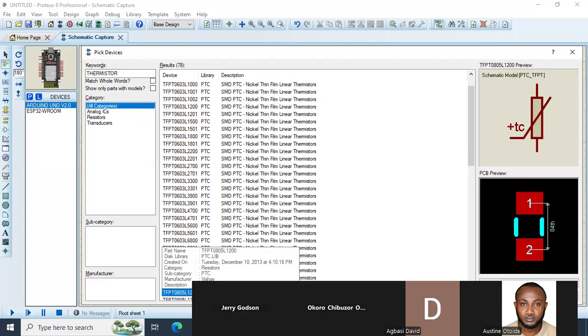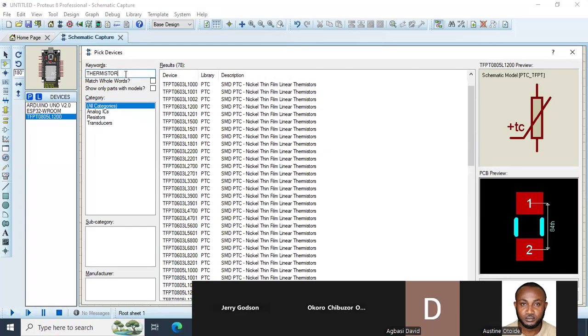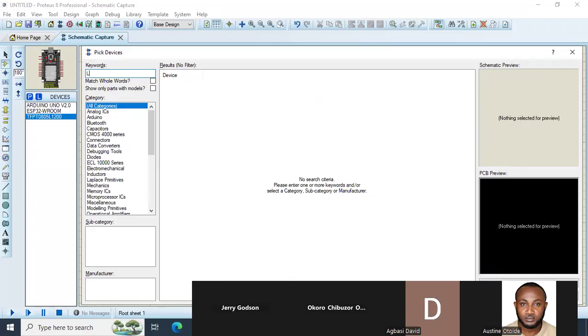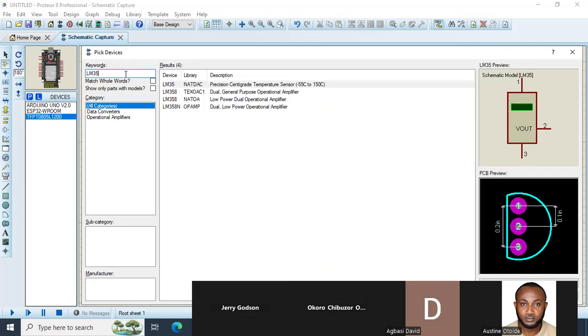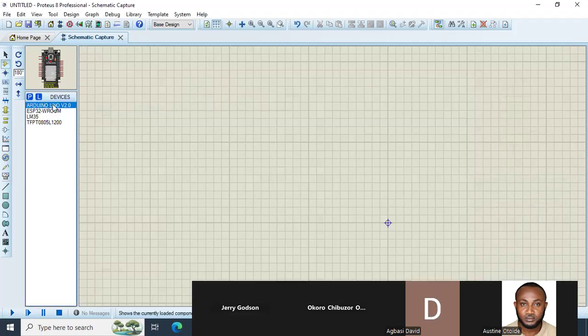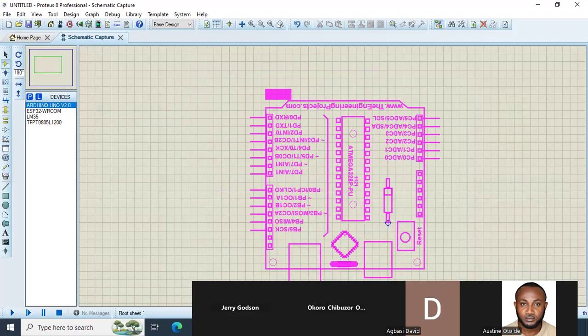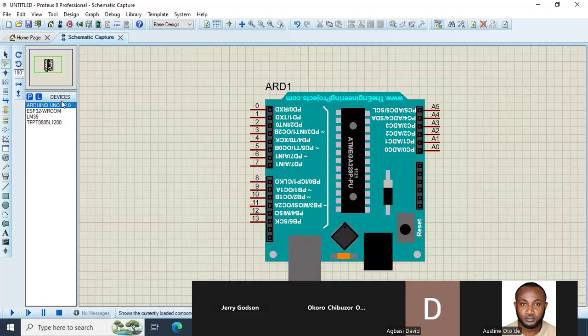Okay, we can pick this then, and then we can also pick, let me pick LM35 as well. It's a linear temperature sensor, LM35. So we drop them. We'll just drop Arduino.